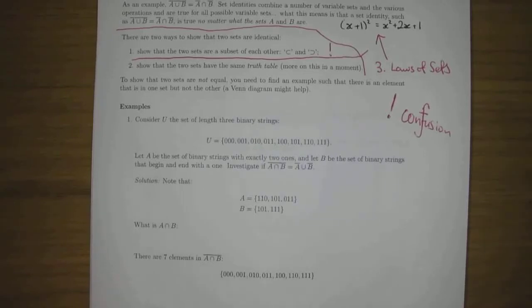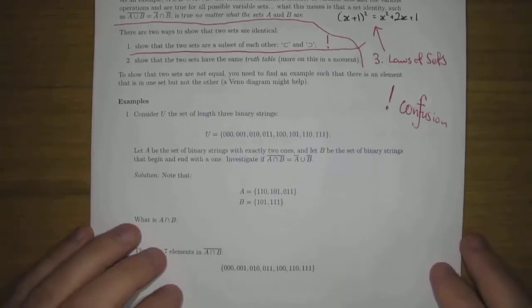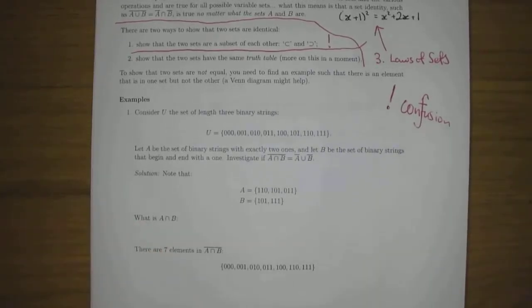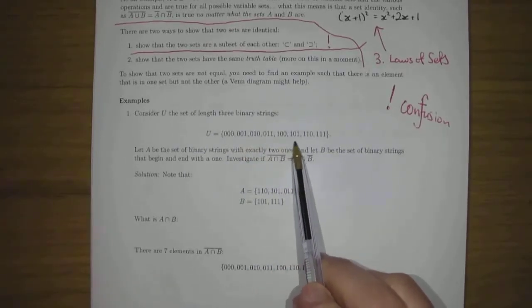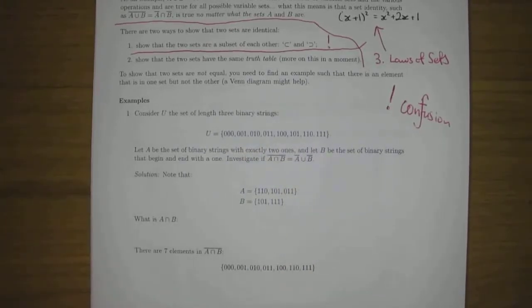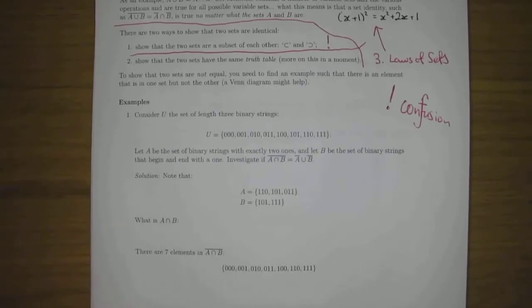In this lecture we'll do a number of examples, little questions using set operations. What do we have here? Consider U, the set of length 3 binary strings. I'm just going to count here: 1, 2, 3, 4, 5, 6, 7, 8. I knew it was 8 because it's 2 to the 3, 2 by 2 by 2, 8.